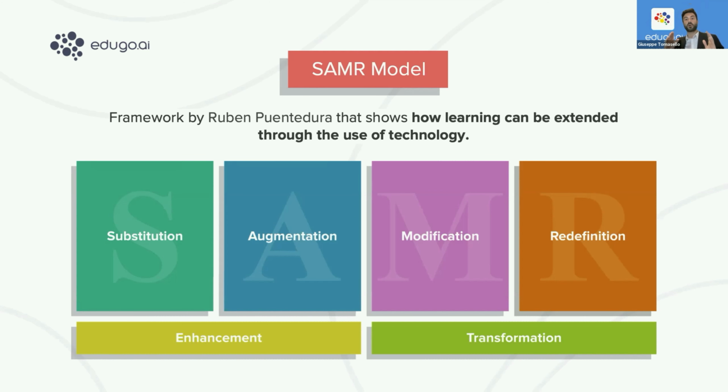Basically we are going from the left, which is enhancement, to the right, which is transformation. And we have different levels on how you can integrate technology inside the learning experience to make it more powerful. So let's analyze a little bit of each one of those boxes.